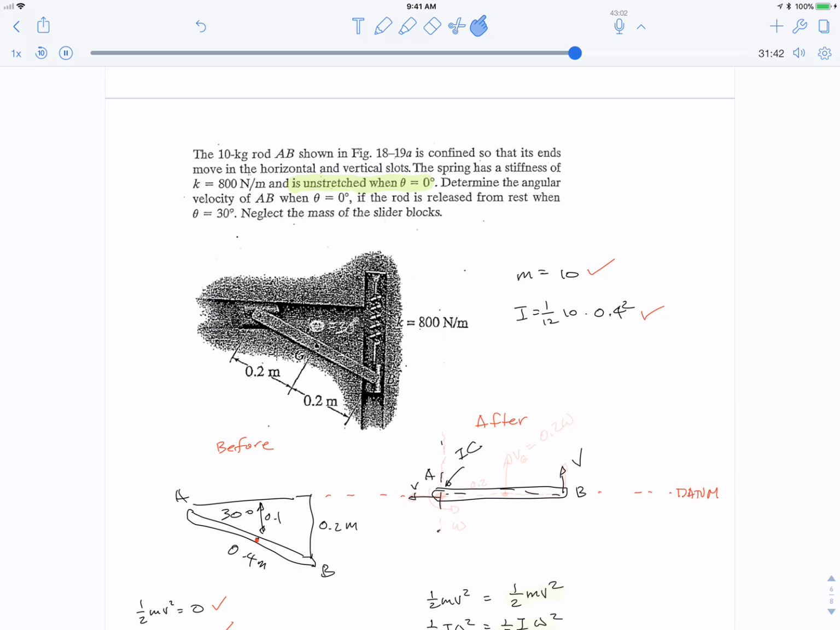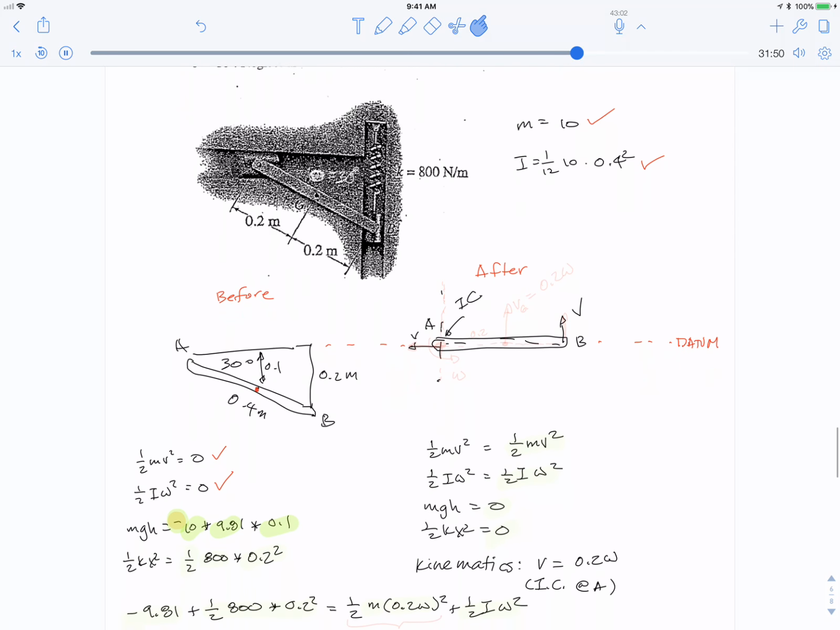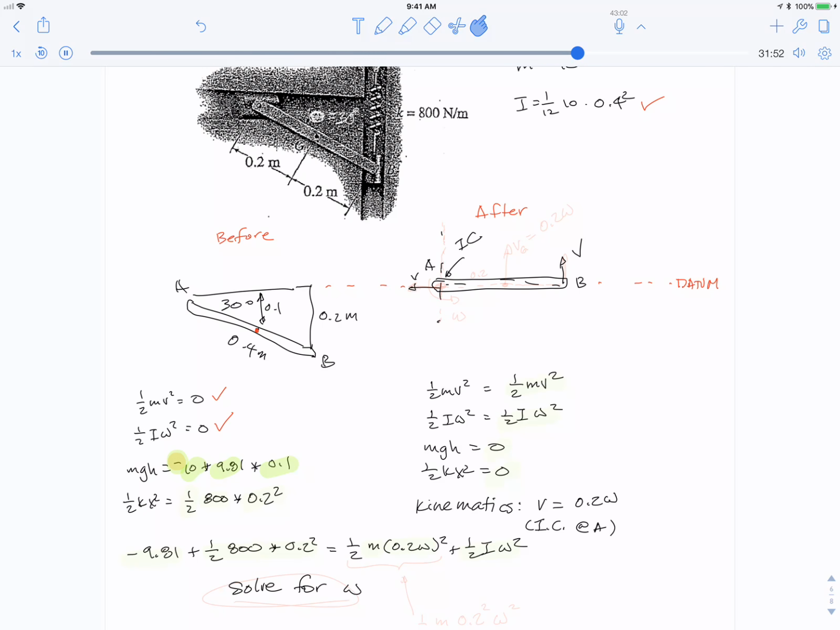And so right now, the spring has gone down 0.2 meters from theta equals 0. So that means the spring has stretched 0.2 meters. And so it's just 1/2 k times how much it stretches, x squared. Okay, that's before. You add that all up and you set it equal to after.